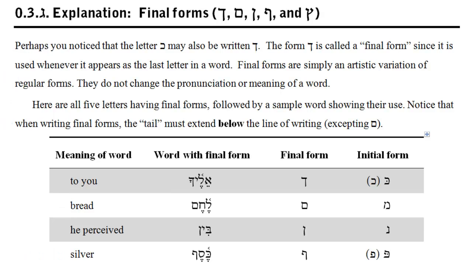Segment Fs, Nikud 3, Nikud Gimel. Explanation. Final forms. Kaf, Mem, Nun, Pe, and Tzadi.